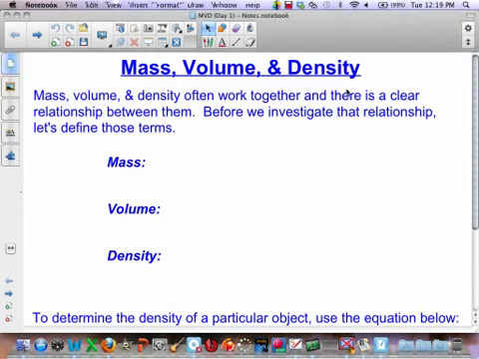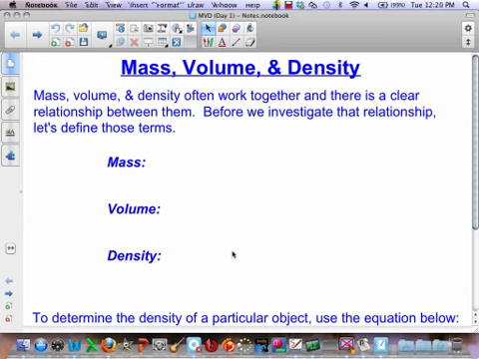All right, guys, tell me what you know about mass, volume, and density. Mass and weight. Is it weight? What do you guys know about these three? How much space something takes up? Which one is that? Volume. Volume is the space.